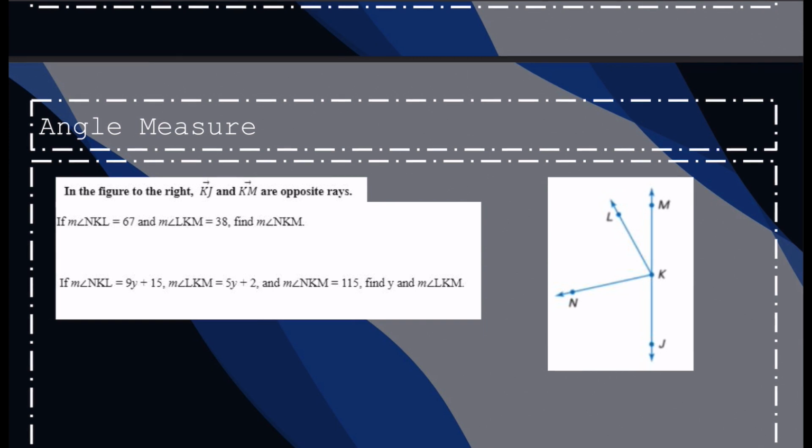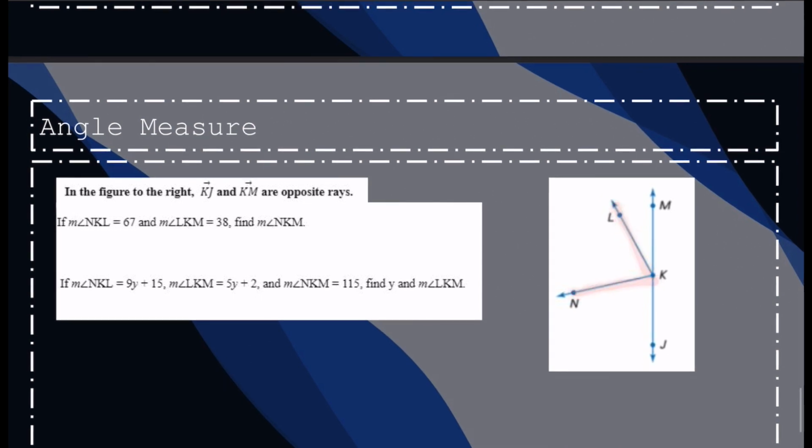So let's take a look at number one. It says if the measure of angle NKL is equal to 67. All right, so where's NKL? NKL is right here. So we can say that this is 67 degrees. Let's just write 67 degrees. And then the measure of angle LKM, so LKM is right here.